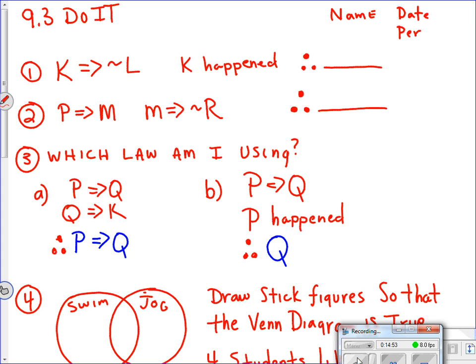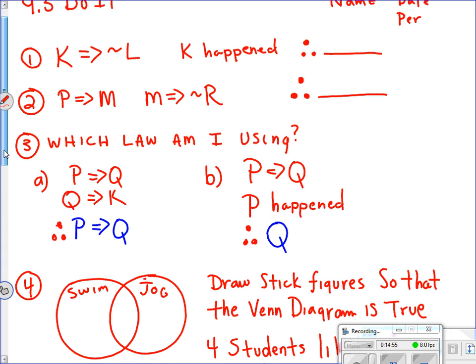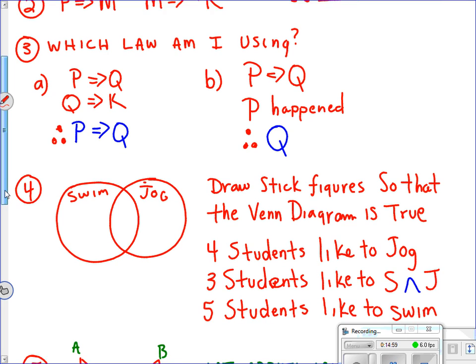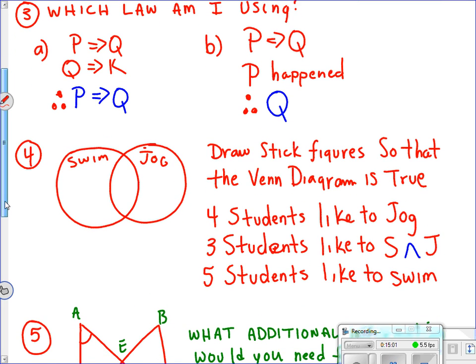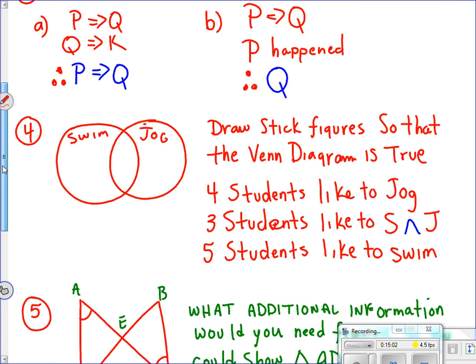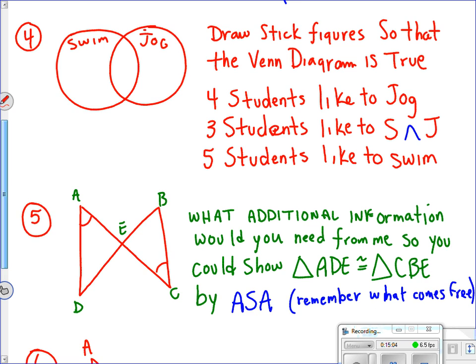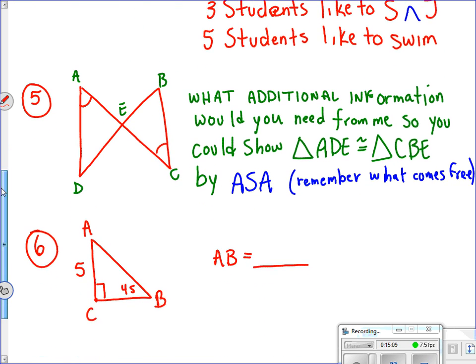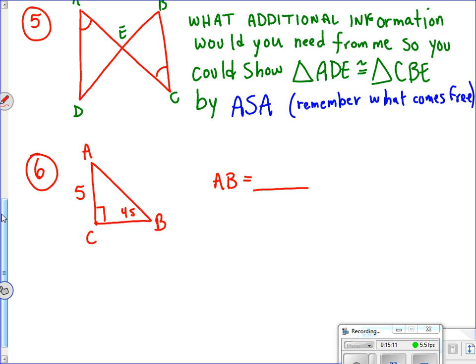Okay, there you go. There's your do it problems. Hopefully you did your summary. And I'll just scroll this along so that you can see it in a bigger format. You just put it on pause when you need to. And there you have it.